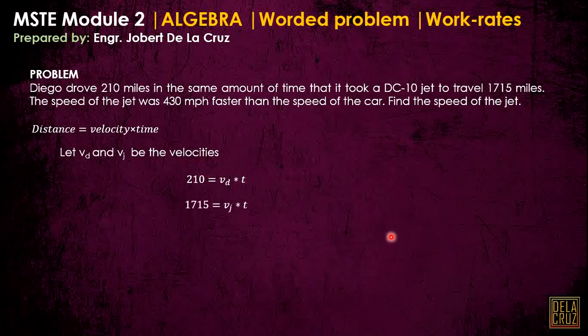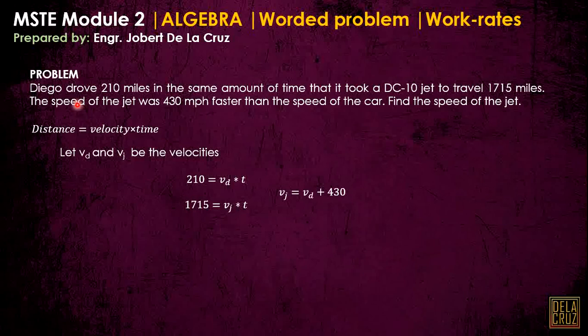And also, it is stated that the DC jet or the jet will travel 1715 miles. That one, distance is equals to velocity times time. The same time amount sila. It is clearly stated dito. Then we can just simply equate.